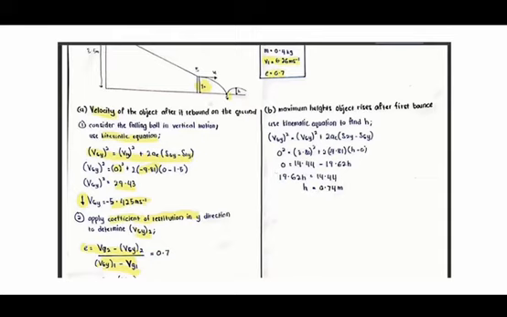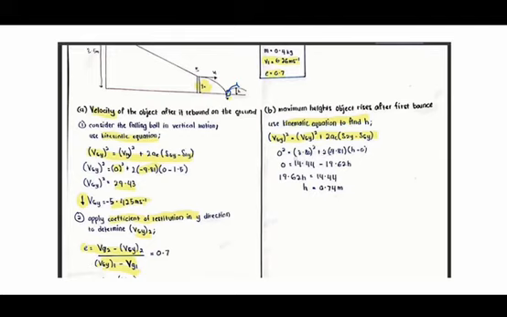Question B asks us to compute the maximum height to which the object rises after the first bounce. First bounce is here, okay, the first bounce here. For this question we use the kinematic equation to find h. So the equation is vgy1 square equal to vgy2 square plus 2ac bracket s2y minus sgy.